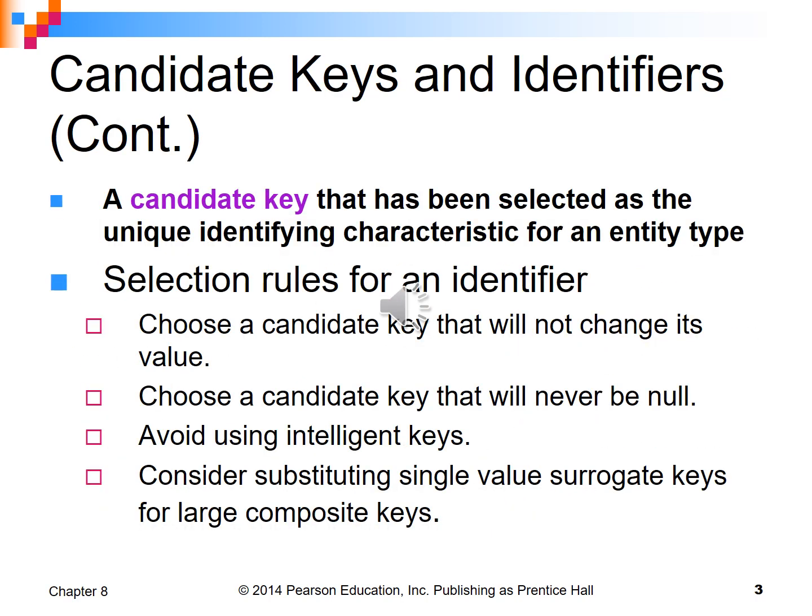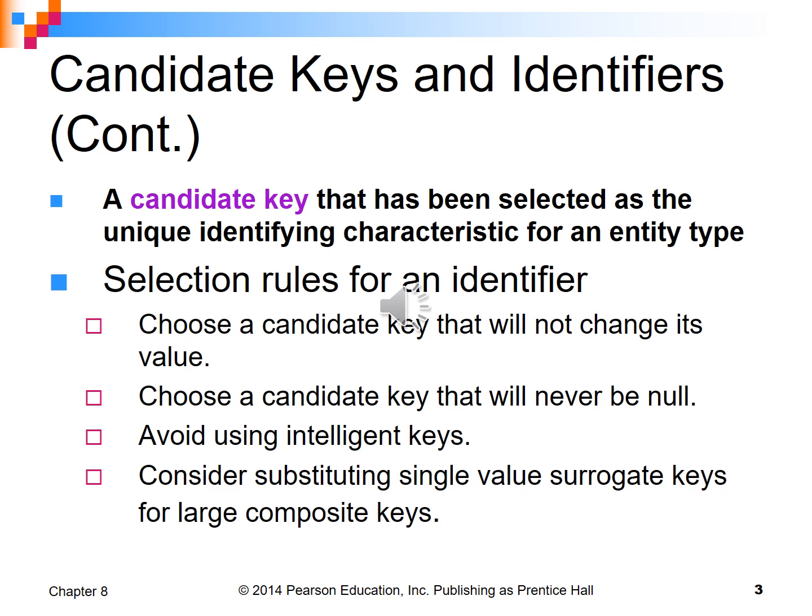Okay, a candidate key that has been selected as the unique identifying characteristic of any entity type. Again, another definition. Selection rules for an identifier. First of all, choose a candidate key that will not change its value. Choose a candidate key that will never be null. First of all, it's not changing its value, then it will never be null. It has to have a value all the time.